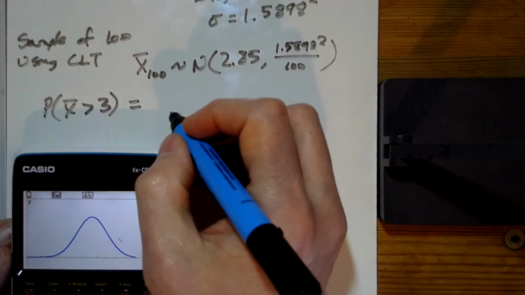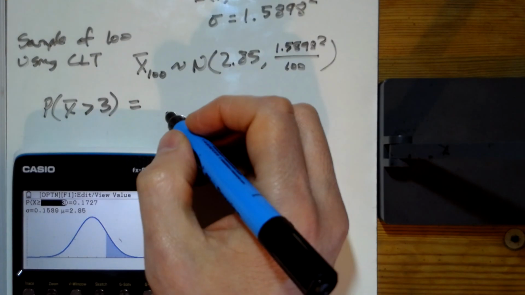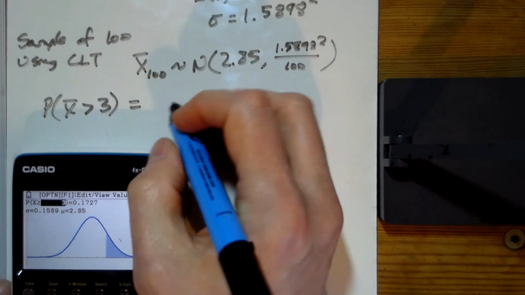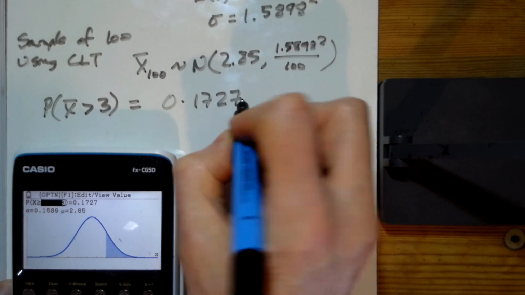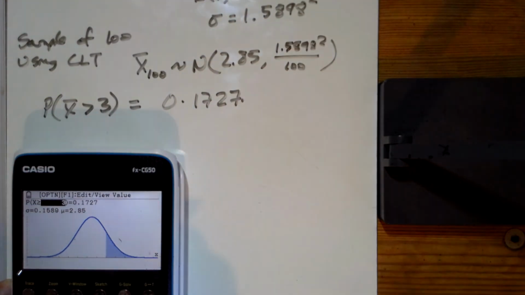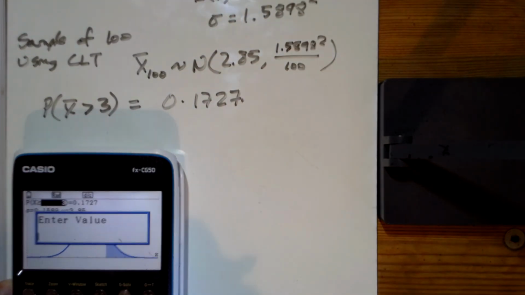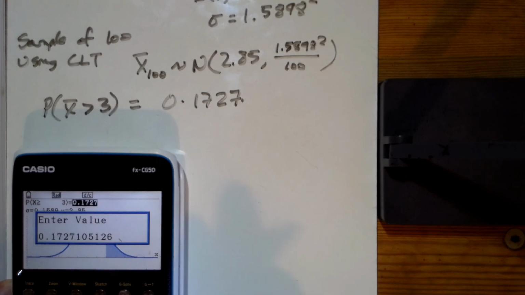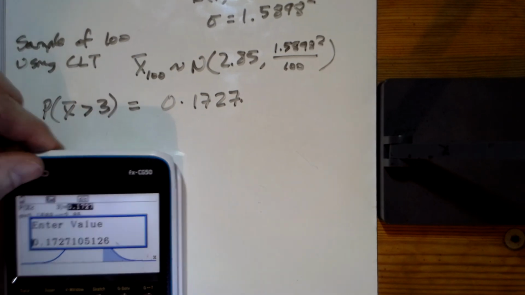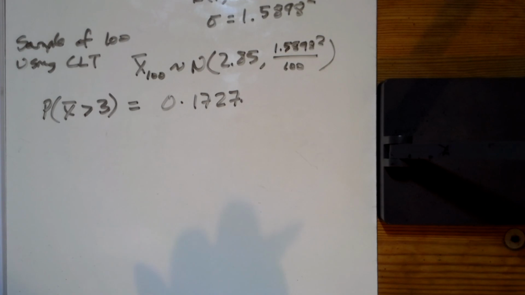And so the probability that it is greater than 3 is 0.1727. And looking at that, exit. Looking at that just to see if it's okay, 0.17271, all good.